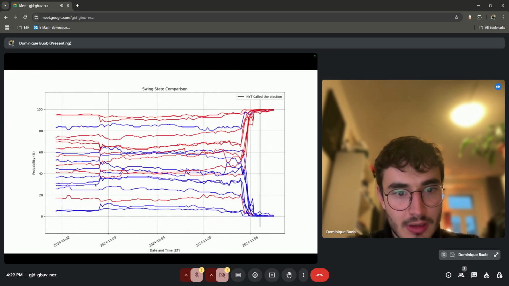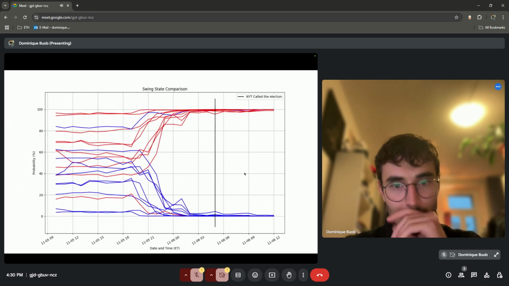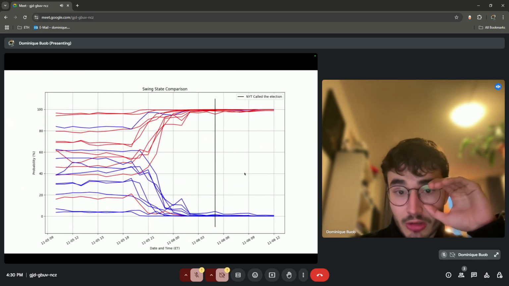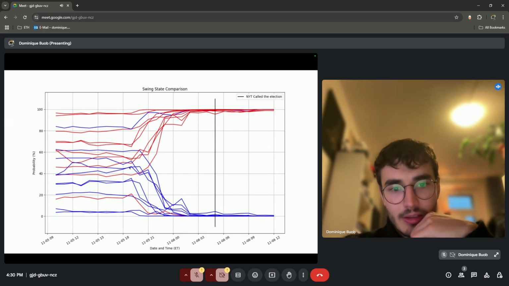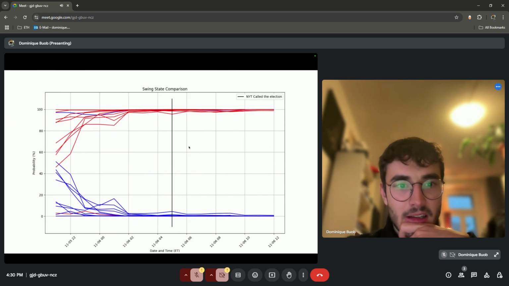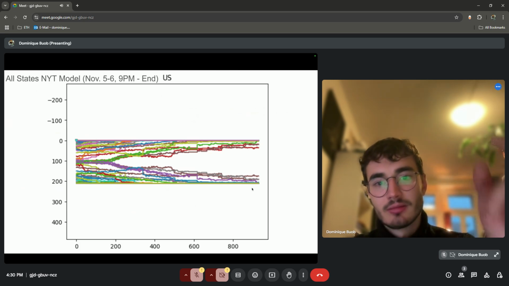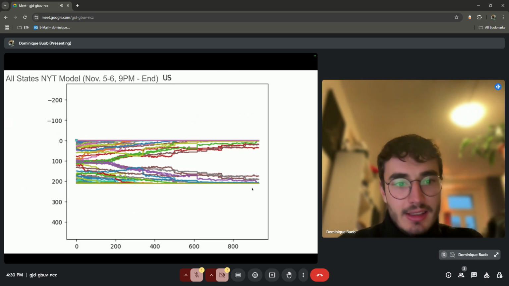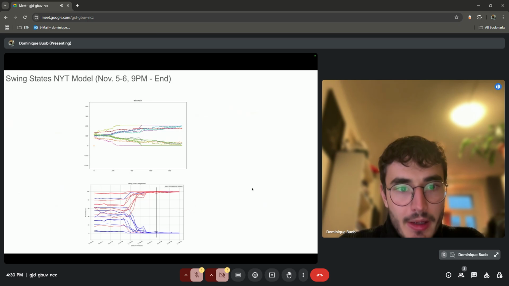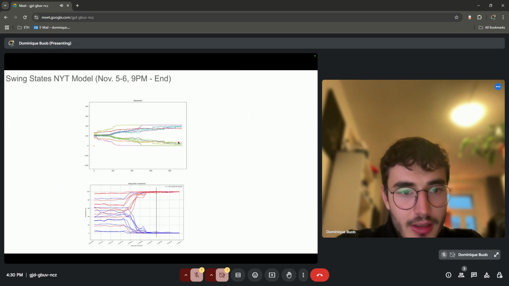So here you have the 2nd of November, and then here, right before the market ends and Trump got called, you see how all the markets spiked. So this is the New York Times. These are all states that they modeled. These are all the swing states. Here I put them next to each other.